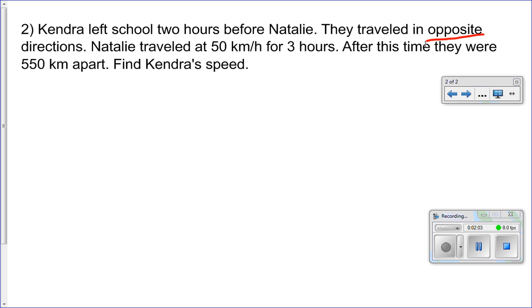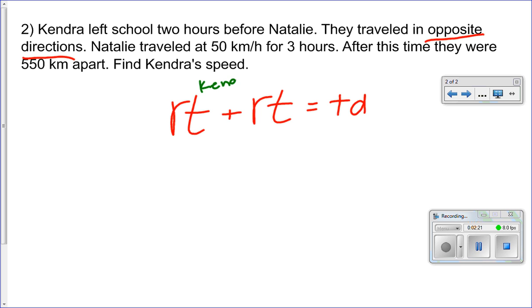So the formula is RT plus RT equals total distance. Make sure to label the distance, rate, and time. The word before makes a big difference, so we're going to wait and come back to that.